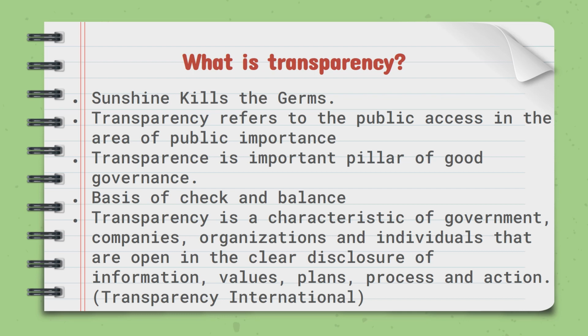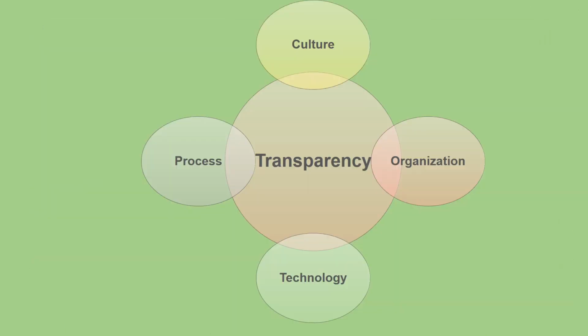Transparency International defined transparency as a characteristic of government, company, organization and individuals that are open in clear disclosure of information, values, plan, procedure and action. Here are 4 components of transparency. It needs a transparent culture, it needs a competent organization, it needs modern technology, especially information technology, and it needs smooth procedure.